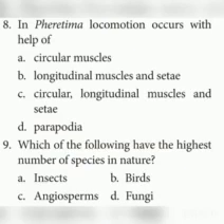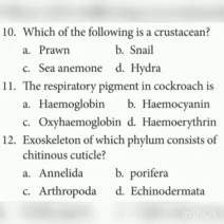In Pheretima, the locomotion occurs with the help of, so earthworm moves with the help of circular and longitudinal muscles and setae. And ninth one, which of the following have the highest number of species in nature? Insects. Insects belong to phylum Arthropoda. So 10th one, which of the following is a crustacean? Prawn. Prawn is a crustacean.